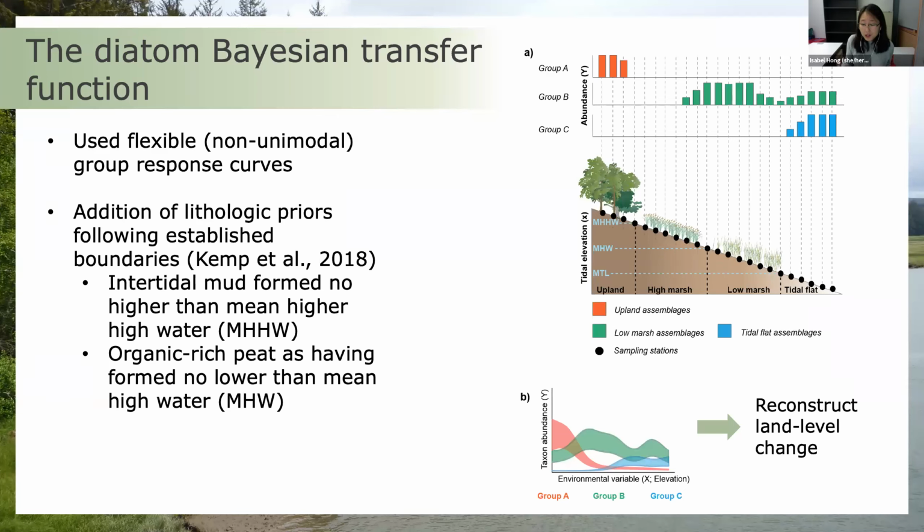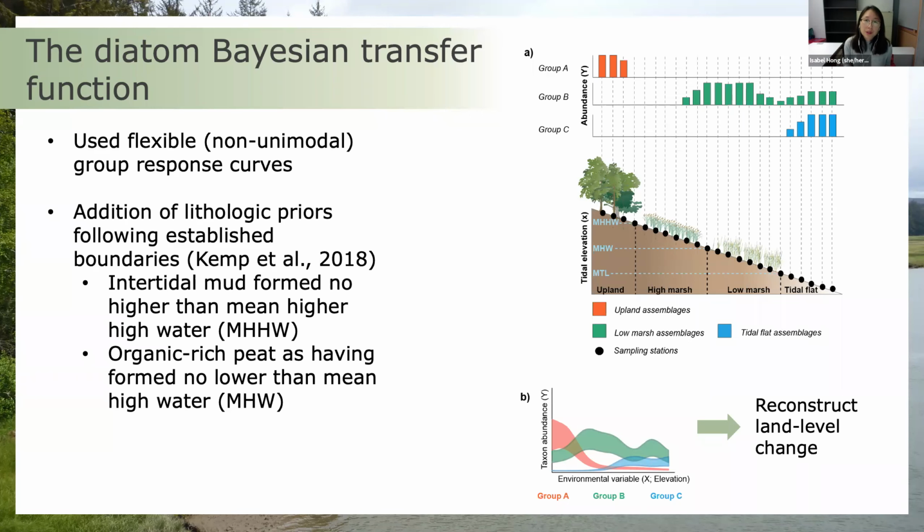Now, what makes the transfer function Bayesian is the ability to add informative priors. Here we use lithologic priors to help improve our probabilities and to make the paleo elevation reconstructions fall into a formally defined range. What I mean by that is if I were sampling in the sediment core from a unit I knew and could identify as intertidal mud, that intertidal mud could not have formed any higher than mean higher high water. So the mud couldn't have accumulated any higher than the upper limits of the high marsh environment.